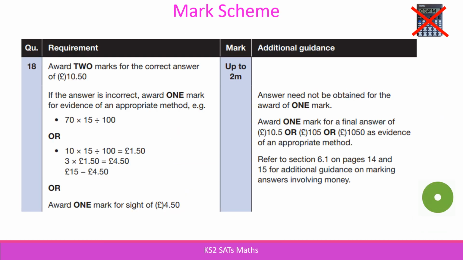The mark scheme on this question shows there are up to 2m, which means 2 marks. Alternative methods are provided on the left-hand side. So if you did 70 times 15 divided by 100, or you did 10 times 15 divided by 100, times that answer by 3, take it from 15, or got the answer of £4.50, any of these would give you 1 mark. To get the full 2 marks, you needed to write your answer to be £10.50. You didn't need to put the pound sign there as it was already written in the answer box for you. So 10.5 is all you needed to write.